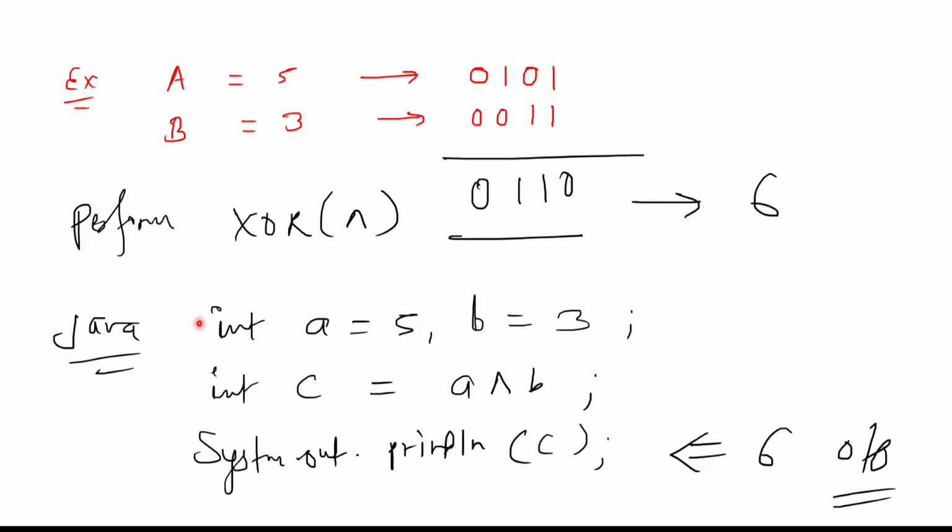In Java, let's see how we'll write the code. You write int a equal to 5, b equal to 3. We take these two numbers in variables a and b. Then int c equals a XOR b. When you print it with System.out.println of c, you will definitely get 6. This will be your output.